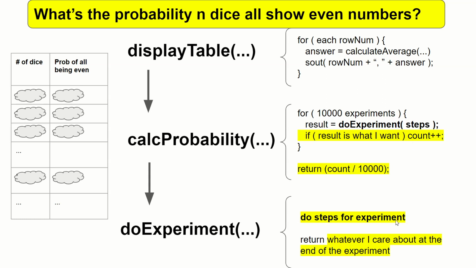So inside the experiment, I'm still going to do the same experiment where I'm rolling n dice. But now I want to check, were all of them even, yes or no? And so I'm going to output a Boolean. And then here, I'll just check, was the output of my experiment true? Was it successful? Did it do the thing I want? And if it was, I'll count it. And then at the end, I'll return this count over the total number of experiments.